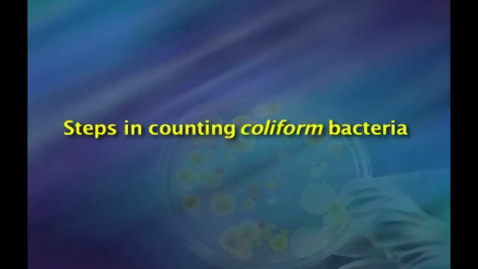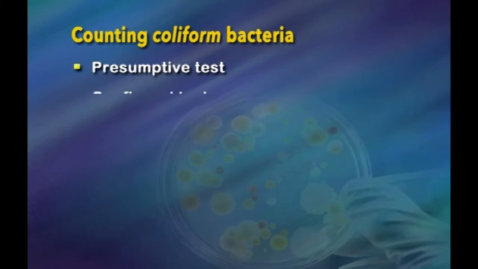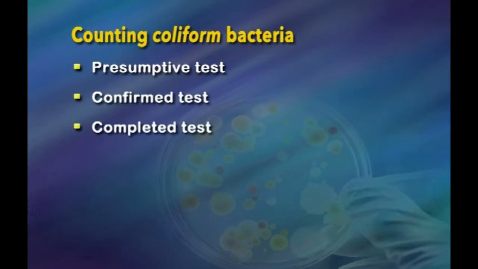Steps in counting coliform bacteria. Counting coliform bacteria involves 3 steps. The MPN technique is used to estimate coliform bacteria, not total bacteria, and therefore selective and differential media must be used. There are 3 stages to this method: 1, the presumptive test, second, the confirmed test, and the third one, the completed test.